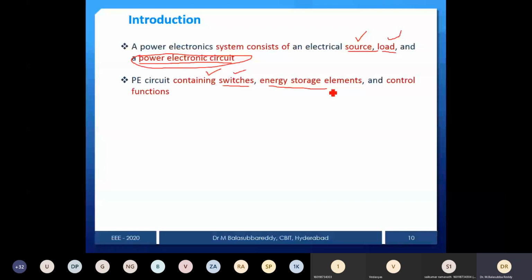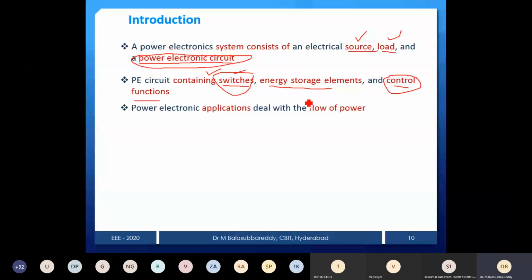Automatic switch means when you pass the signal to turn on the device, the switch is going to close or open. You have to pass the signal to that particular device, then only the switch is going to be controlled. For that reason, we require a control circuit. So based on your control circuit, the switch is going to be operated.